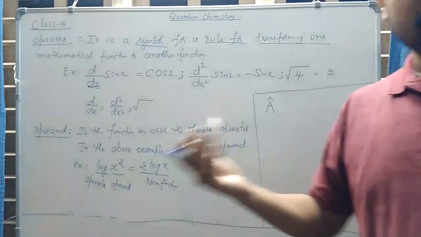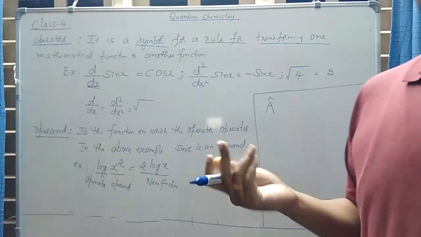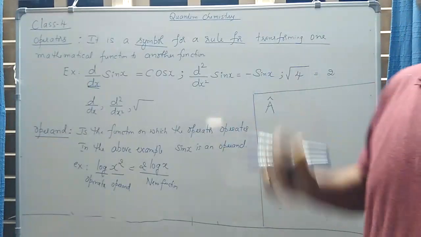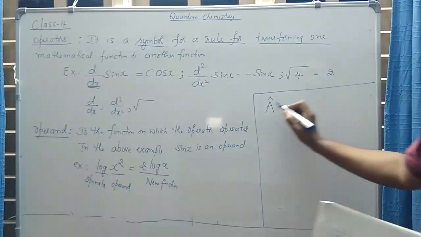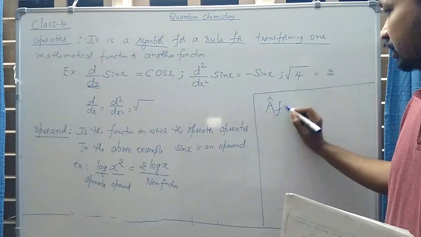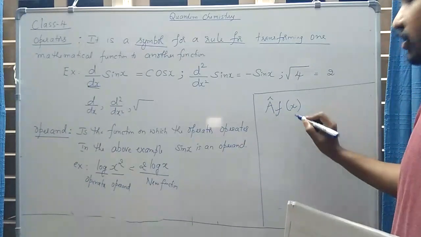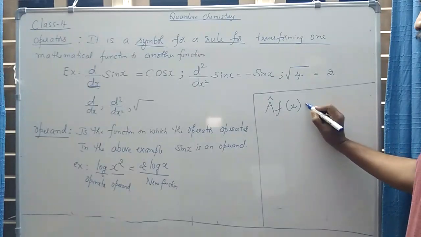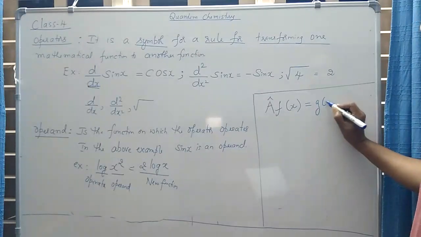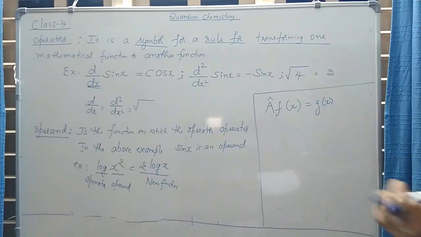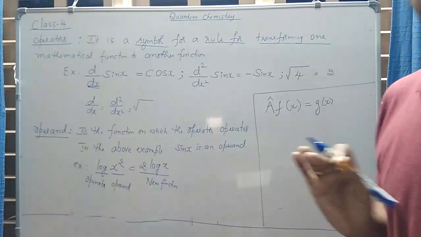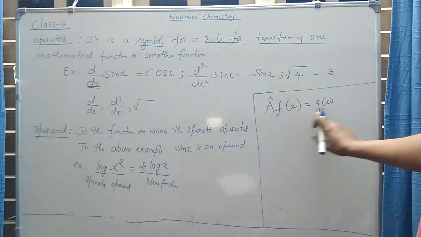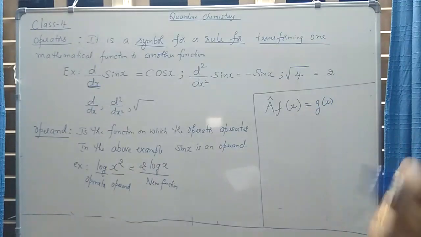If there is a third operator, you can use C cap. So generally operators are represented by capital letters with a cap. So A cap, an operator applied on a function f of x, which is an operand, gives a new function g of x. Okay, so g of x, this function is not given a special name. This function f of x is the operand, but this function is not given any special name.